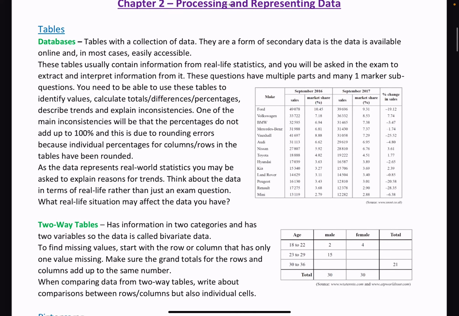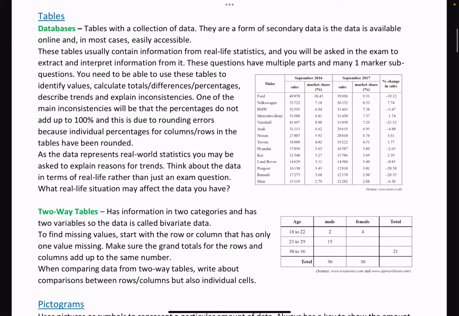We have a bunch of information about databases, but I'm not going to go into too much detail, because I'm going to explain how we would tackle exam questions on this.